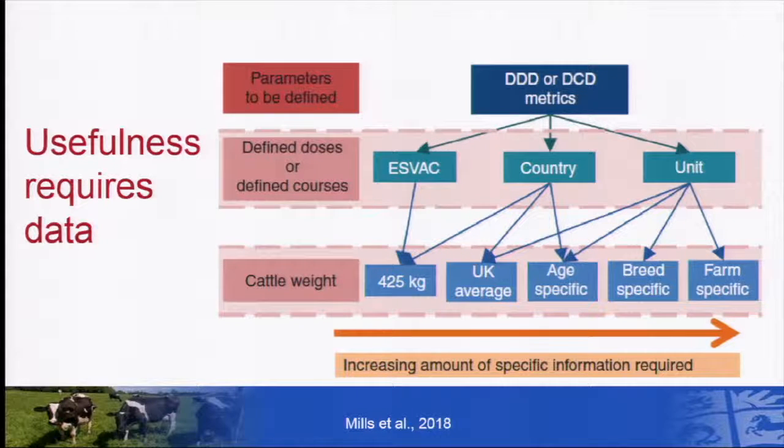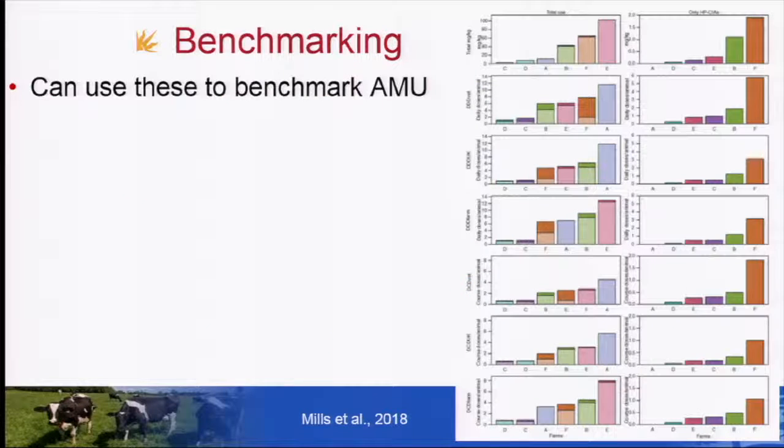Similarly with cattle weight, across Europe they've determined that the average weight at time of treatment of a dairy cow is about 425 kilos, but you may know the average dairy cow weight in your country. You may know a breed-specific weight or an age-specific weight on your individual farm that you could use to get a better picture of the usage on that individual unit.